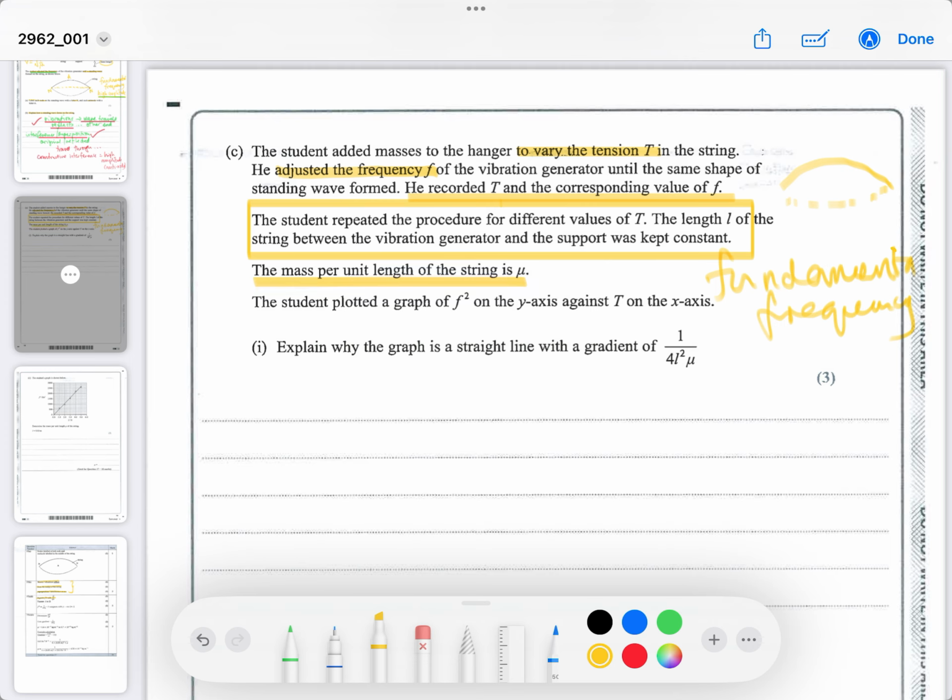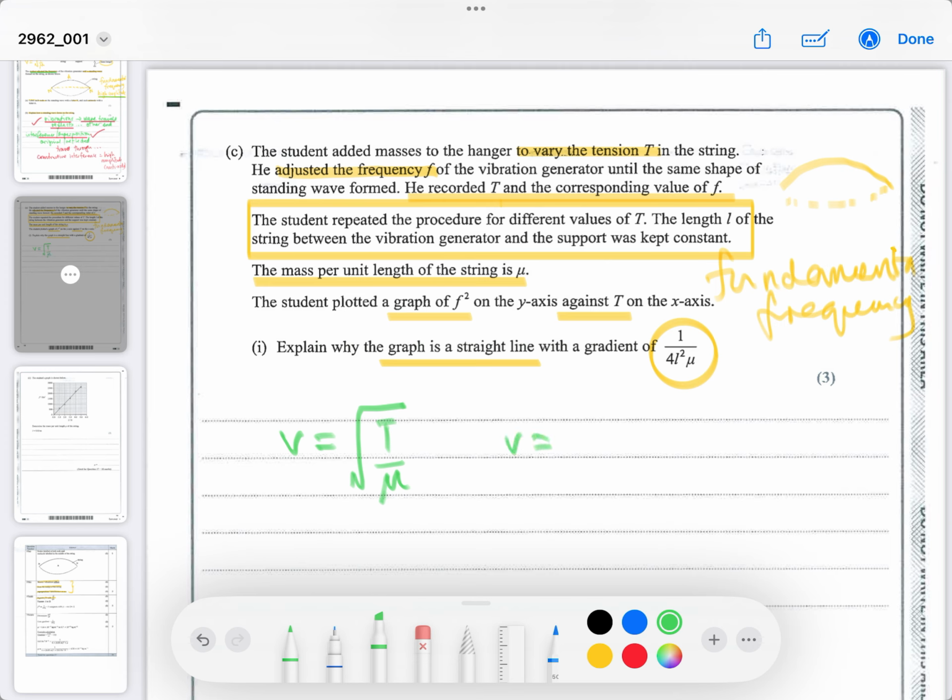And then the student plotted a graph of F squared against T, and it should get a straight line. And you've got to explain why that gives you a straight line. Okay? And the gradient will be 1 over 4 L squared mu. So how do you do this? Well, we know the equation provided is V equals the square root of the tension divided by mu, and mu is constant, so it's not changing.